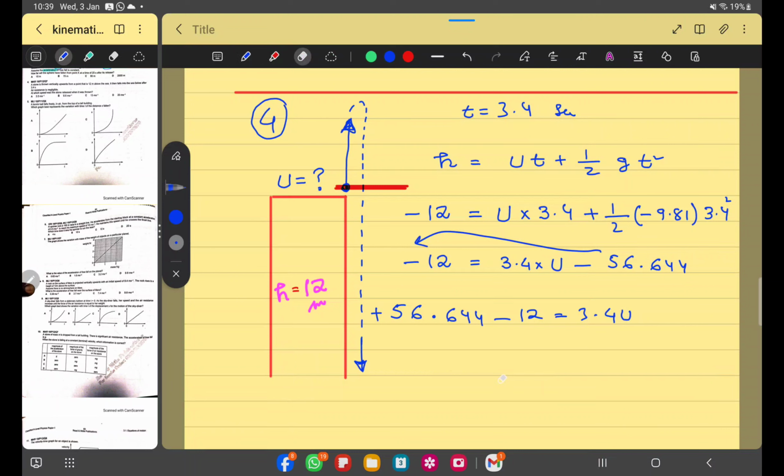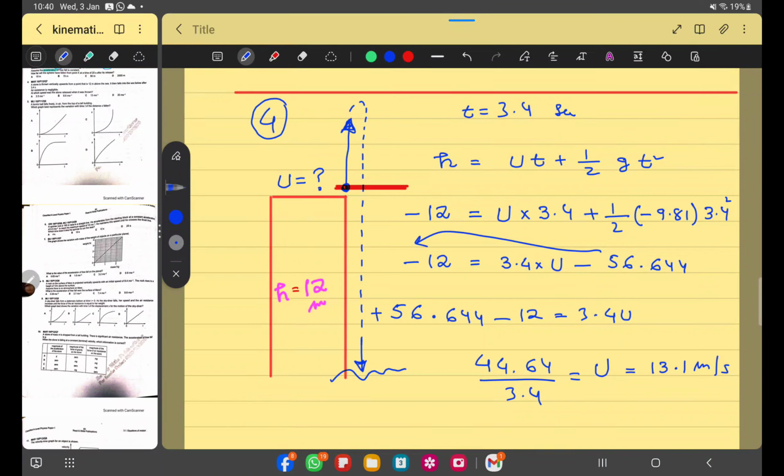And now I'm solving. This is seawater. 56.64 minus 12. Then the answer is 44.64 divided by 3.4. Then you will get the answer. So 44.64 divided by 3.4. So the answer is 13.1.